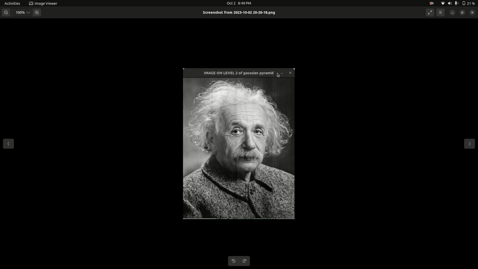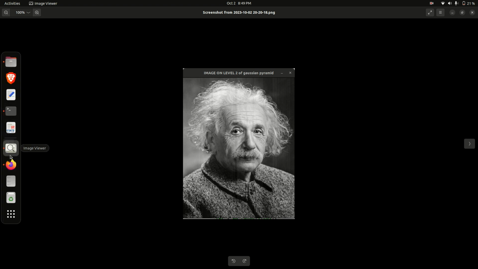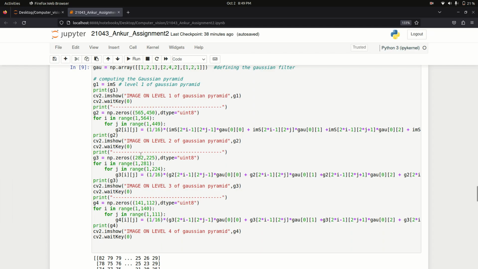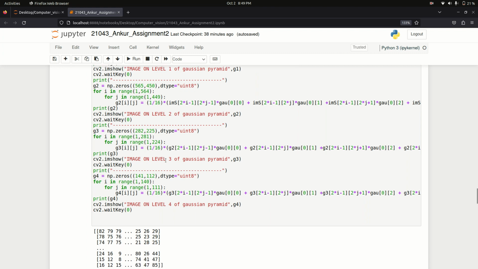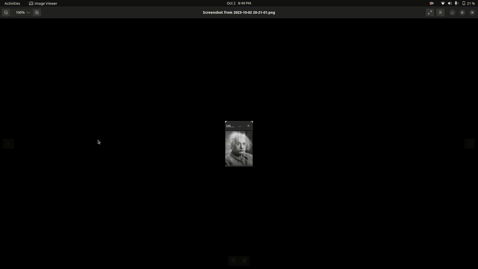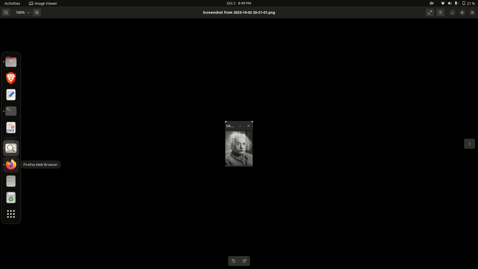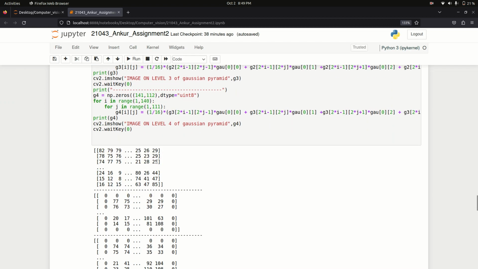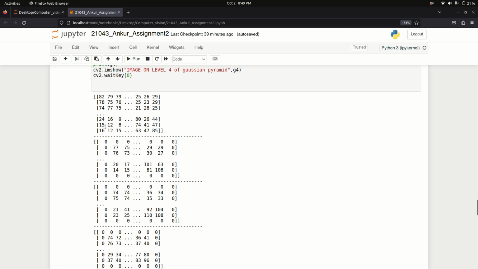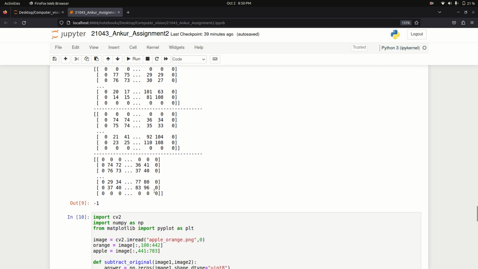This is the second level of Gaussian pyramid, which basically reduces the image to half size in both rows and columns. So it basically makes the image 1/4 of the original size. And similarly, for the third and fourth level, the image is reduced further. This is the third level of Gaussian pyramid, and this is the fourth level of Gaussian pyramid. As you can see, the image shrinks in size with increasing levels. These are the matrix notation of first level, second level, third level, and fourth level respectively.